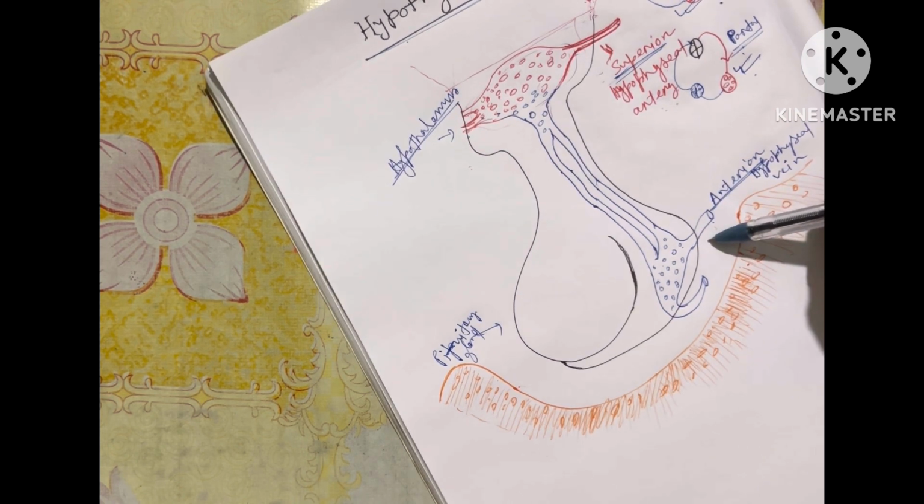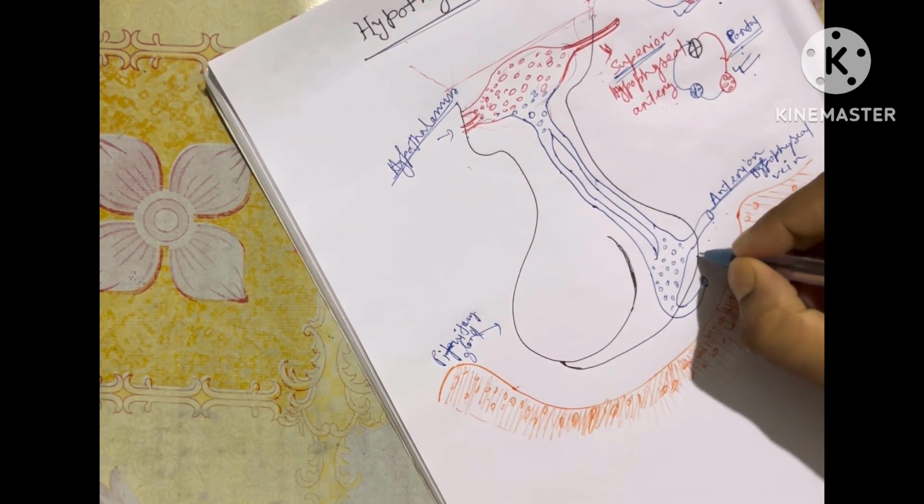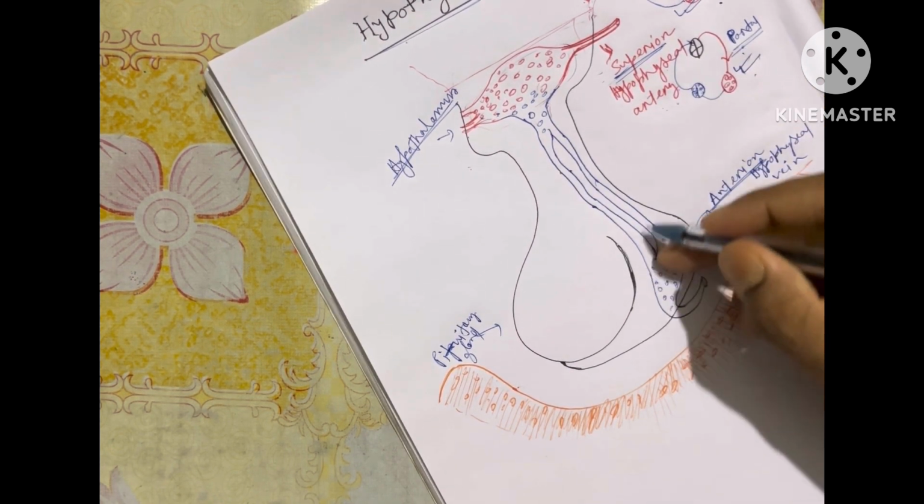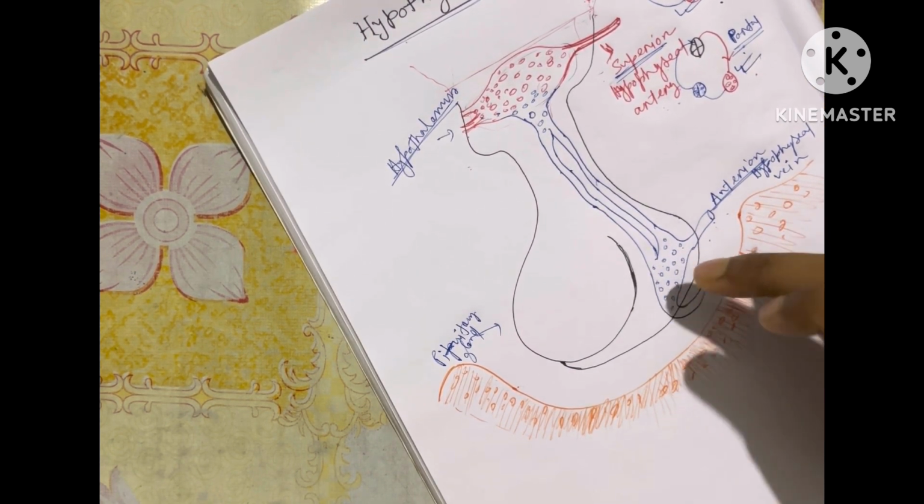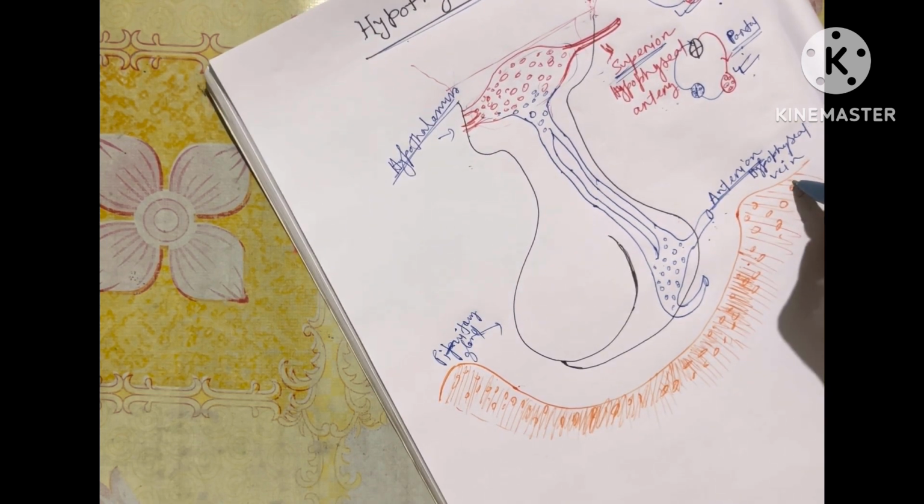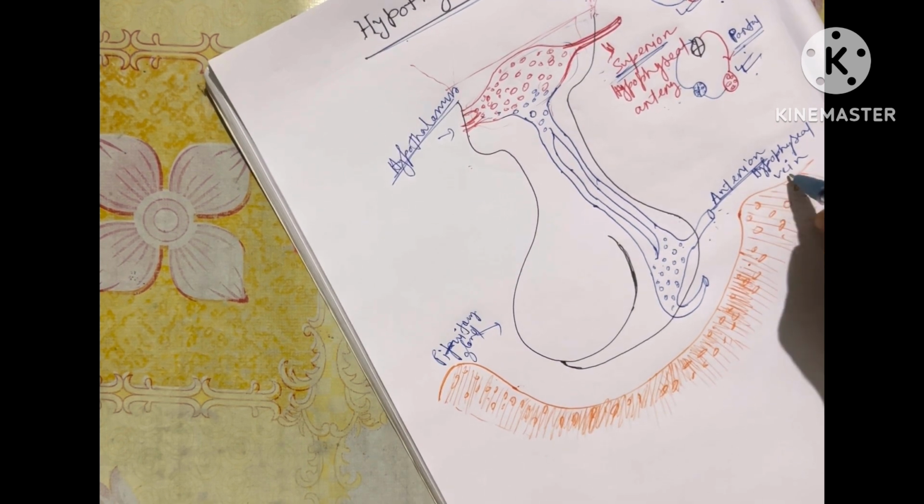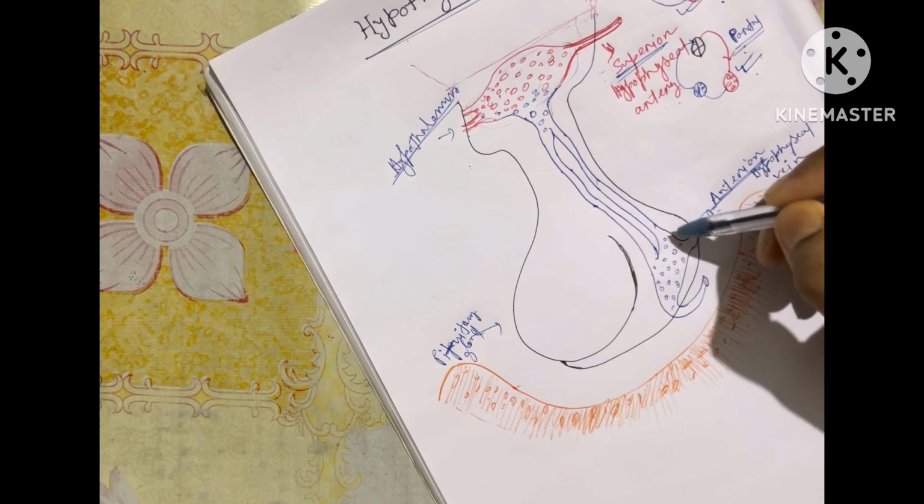This is the anterior pituitary, and this is the posterior pituitary. As this network is only present inside our anterior pituitary, it is called the anterior hypophyseal vein. So don't get any confusion. This is the anterior hypophyseal vein. And what is the name of this one? These two.